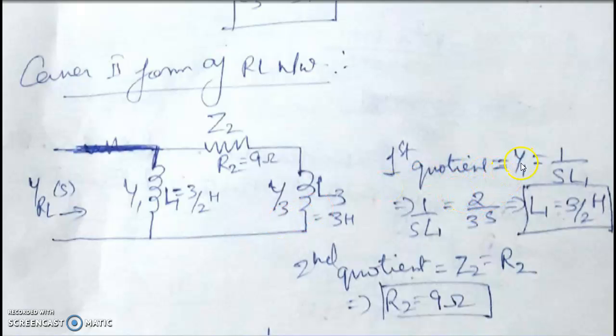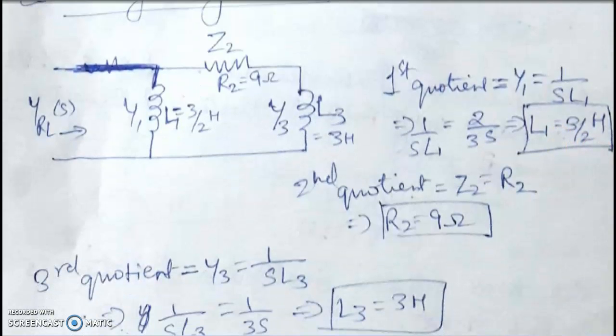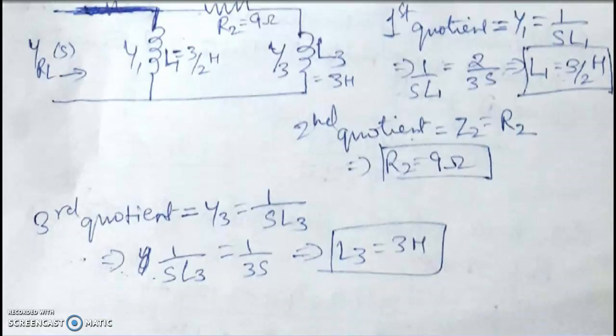When we compare it with the quotients, the first quotient gives the admittance of the first element, Y1, which is equal to 1 upon SL1. That means L1 is equal to 3 by 2 henry. The second quotient is equal to the impedance of the second element, that is R2, which means R2 is equal to 9 ohm. The third quotient is equal to Y3, which is equal to 1 upon SL3. That means L3 is equal to 3 henry. So when we put these values in this circuit, we get the circuit from the given function. In this way, with the same function, we can obtain both the RC and RL networks.